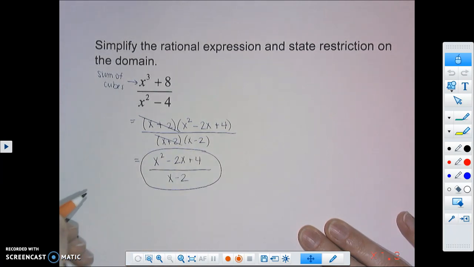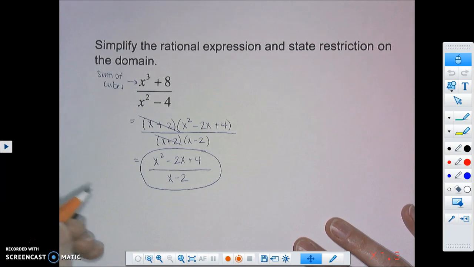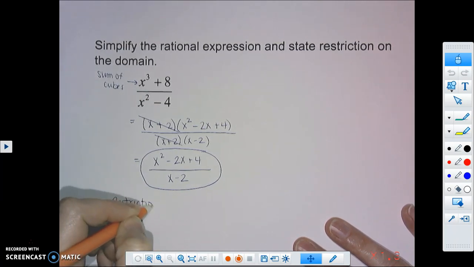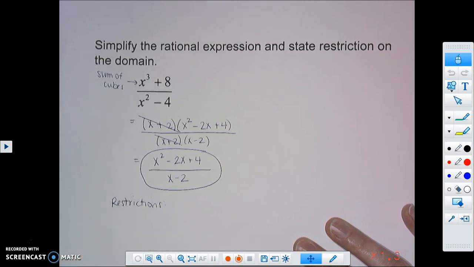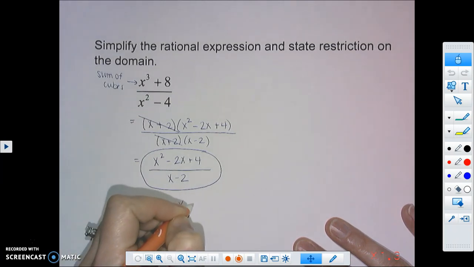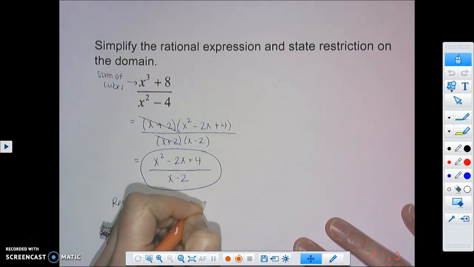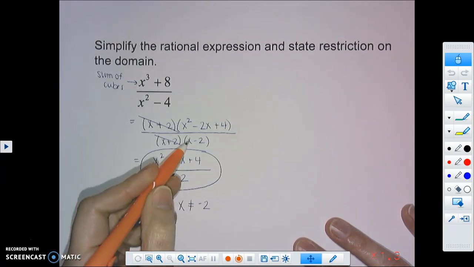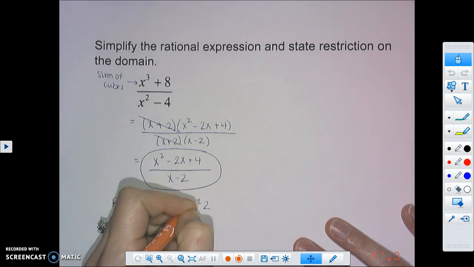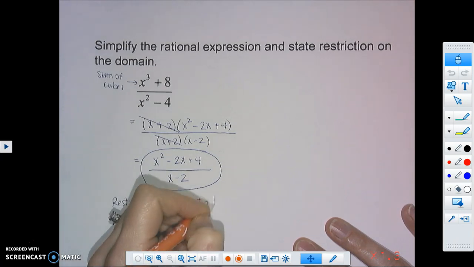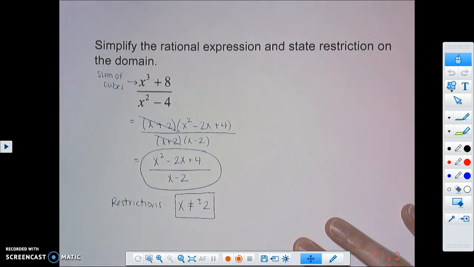The second part is to find restrictions, and in order to find restrictions, we need to set any of the denominator pieces equal to 0. So if we set x plus 2 equal to 0, that would tell us that x can't equal negative 2. And if we set x minus 2 equal to 0, we would get positive 2. So x can't equal positive or negative 2 are the restrictions for that example.